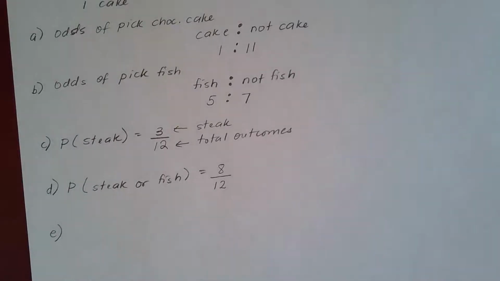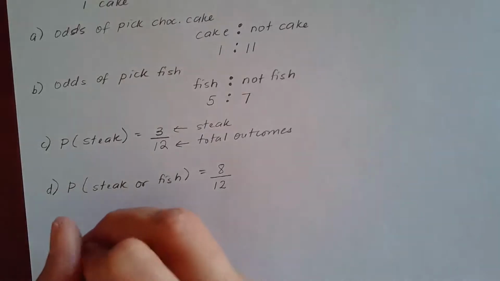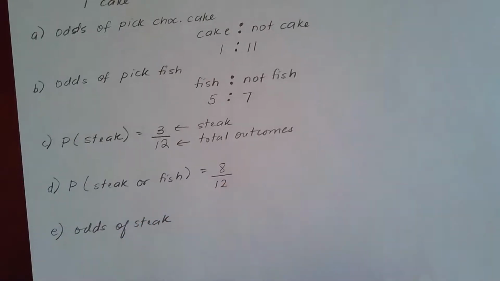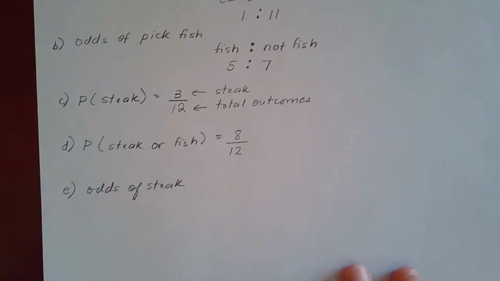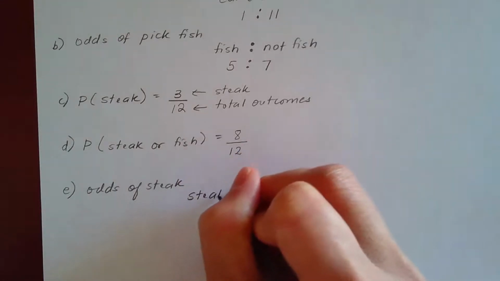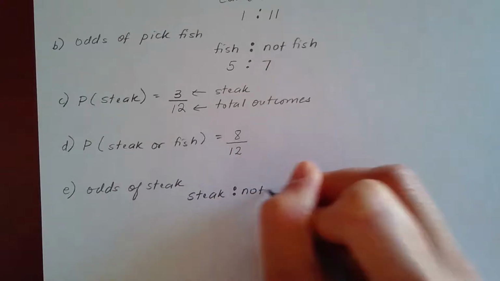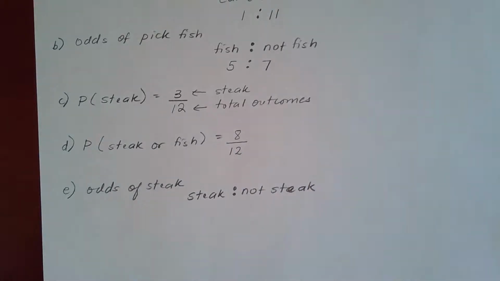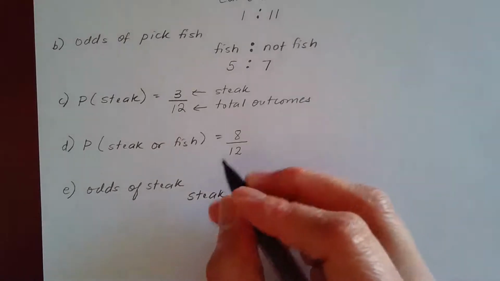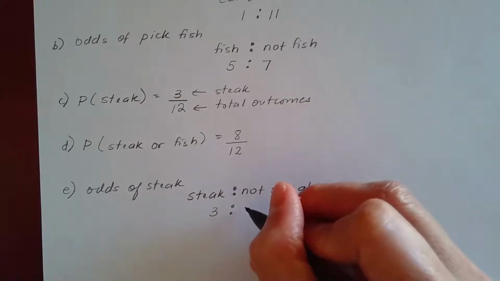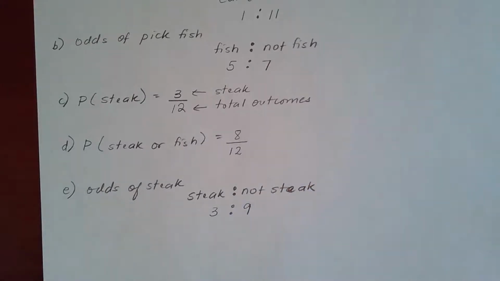Take a look at letter E. Odds of steak. Now it's switching back to odds. Going back to odds in here. So odds of steak, I'm going to set it up. Steak is to not steak. Okay, so how many are steak? Steaks are 3. And how many are not steak? That's going to give us 9. 3 is to 9.